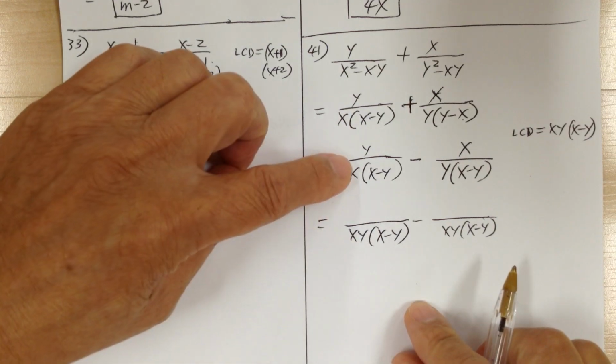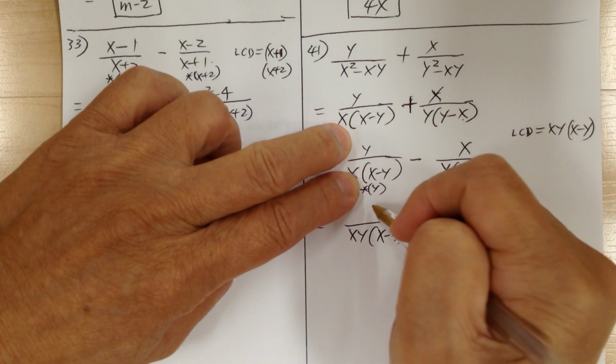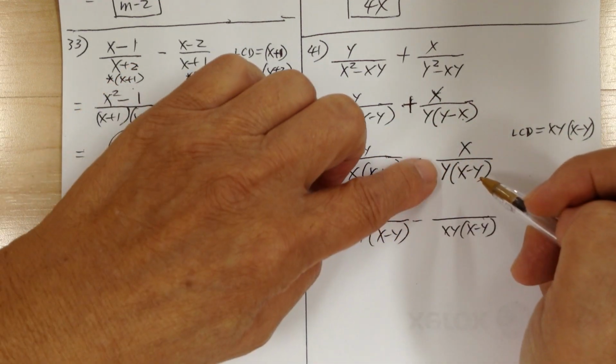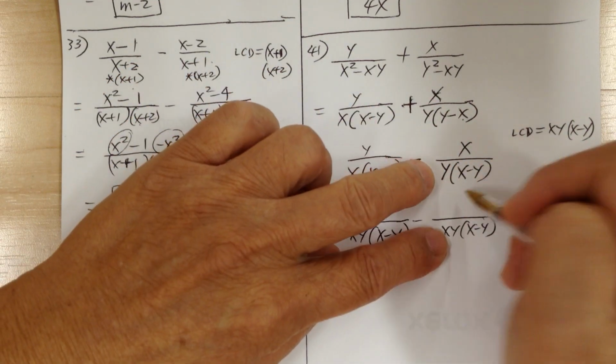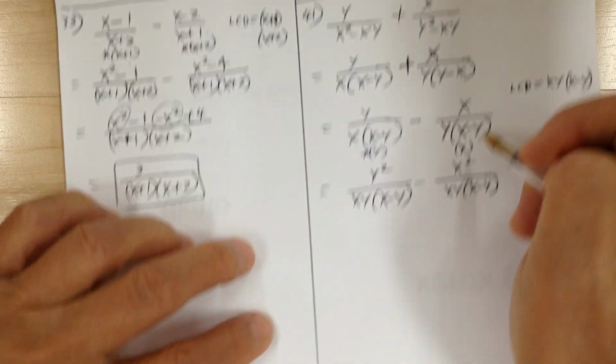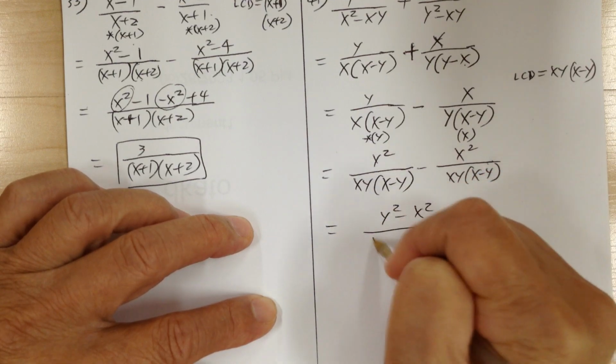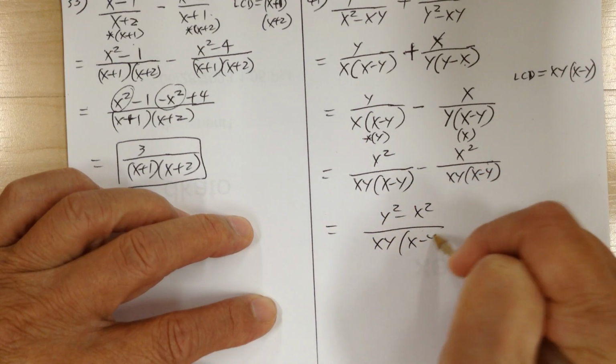Then you have to figure out how you're going to get from here to here. This one you're missing the y, so you multiply and get y squared. So step 3, from here to here, you're missing the x, and so step 4, you multiply and get x squared. So you end up with y squared minus x squared over xy, x minus y.